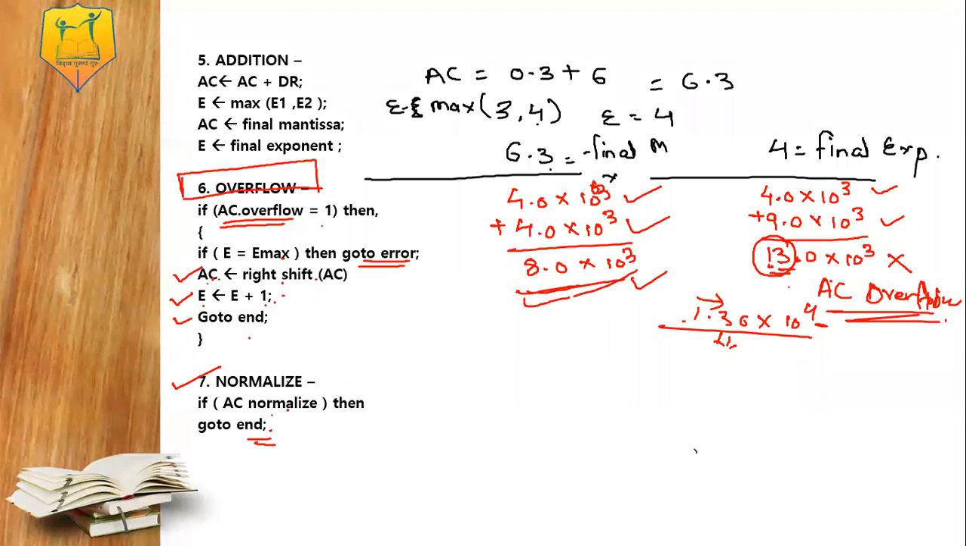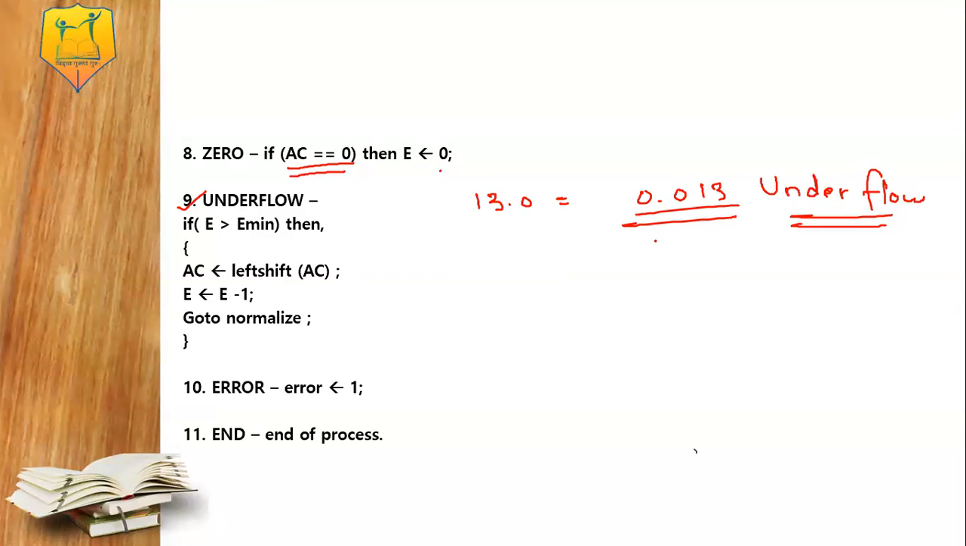Okay. Now, the next possibility is zero possibility. Agar mera accumulator already zero hai, then your exponent becomes zero. You cannot do anything furthermore. Okay. Now the underflow. Underflow matlab kya? Likewise, jaise ki ye 13.0 tha, that's called overflow. But 0.013 hoga, that becomes what? This concept is known as underflow. So what I will do, guys, main yahan pe kya karungi?